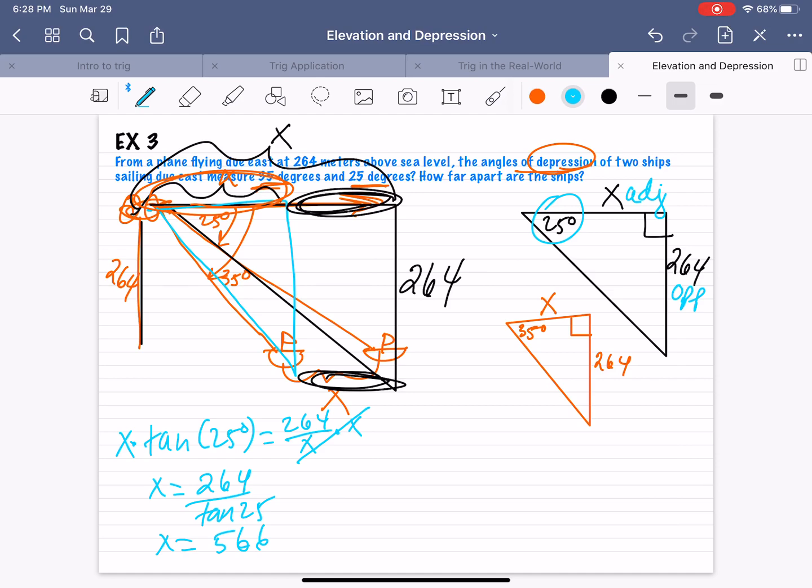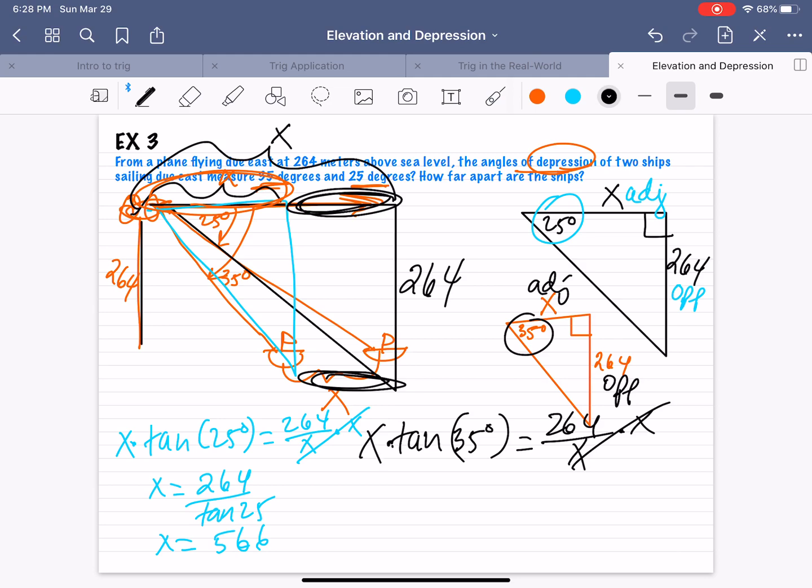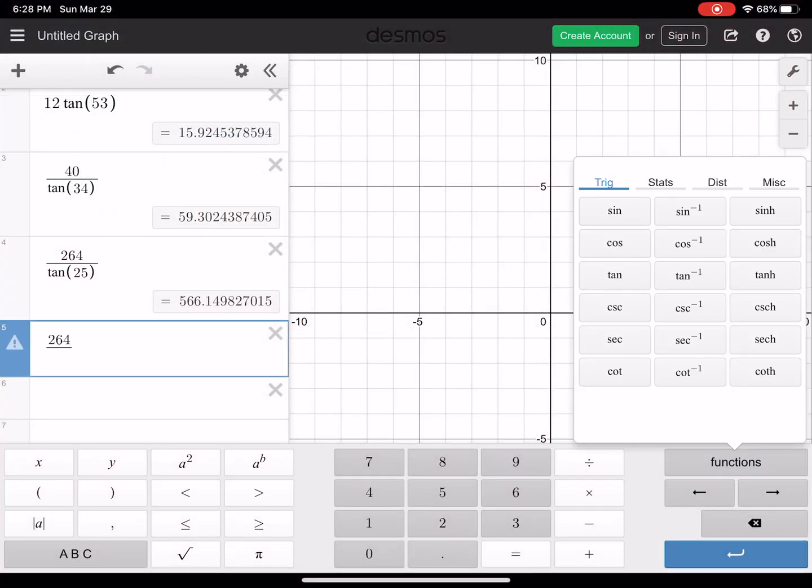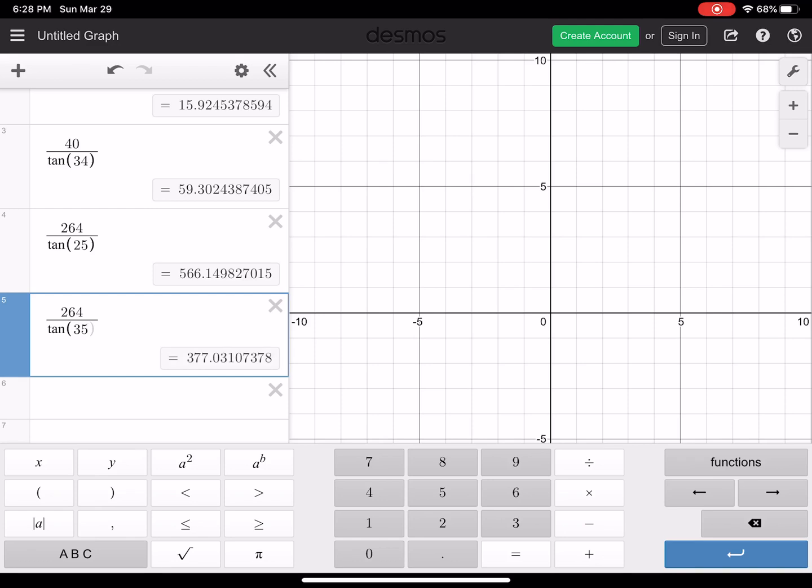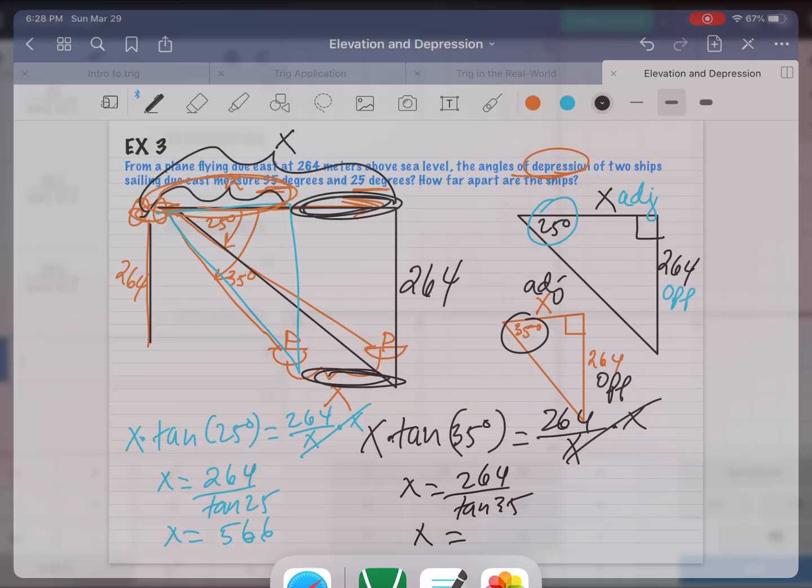Now the smaller triangle. If we're using the 35, this is the opposite, this is the adjacent. So again, we're going to be using tangent. Tangent of 35 degrees is equal to the opposite over the adjacent, which is x. Solve for x by multiplying both sides by x, and then you divide by tangent of 35. So 264 over tangent of 35. And that is 377.